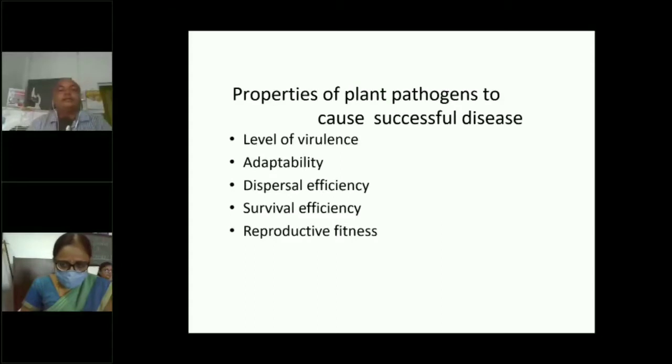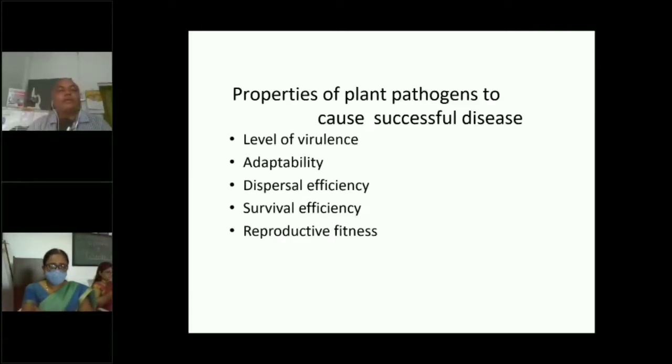Then these plant pathogens cause successful disease. There are different properties of plant pathogens. That is, a virulent pathogen must have a level of virulence. Then that pathogen must be adapted to our locality, in our soil, in our area. Then it should have dispersal efficiency. Efficiently, it can be dispersed from one field to another field, from one plant to another plant.